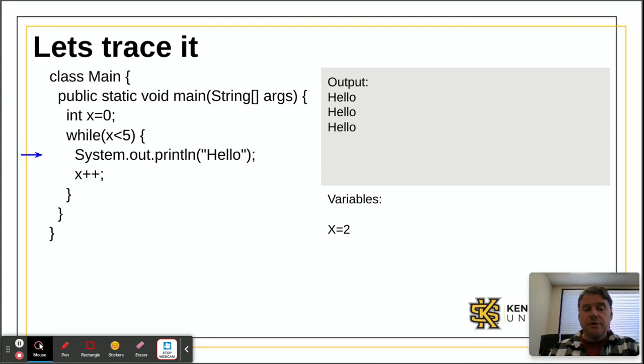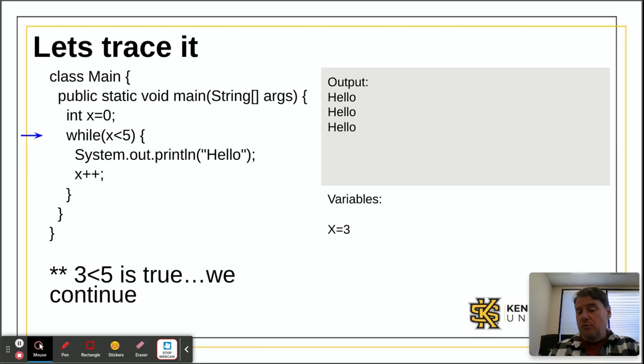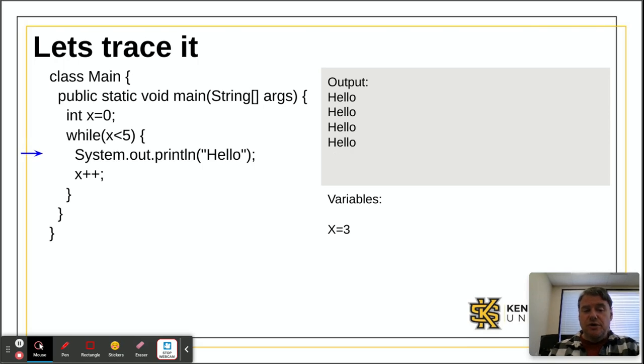So we're going to go into the loop, we're going to print out hello, and we're going to add 1 to the value of x. X is now 3. We reach the bottom of the loop, which sends us back to the top. When we get to the top, we have to reevaluate the Boolean. 3 less than 5, that is true. So we're going to go back into the loop.